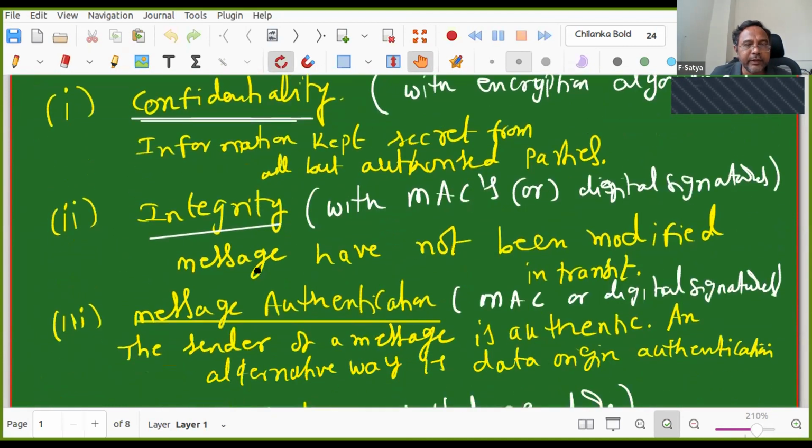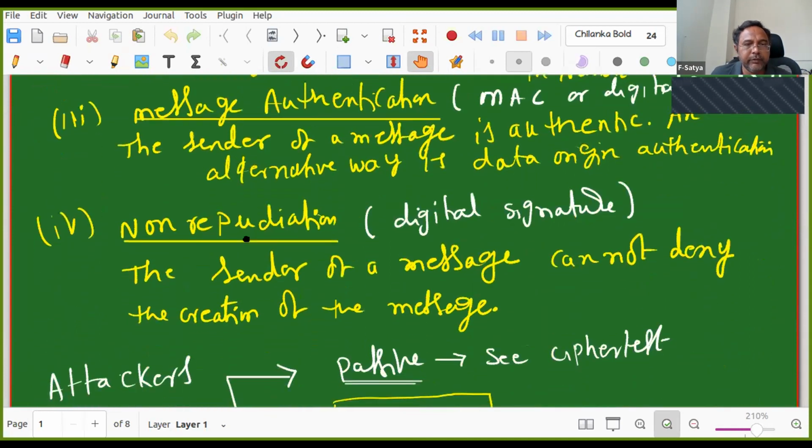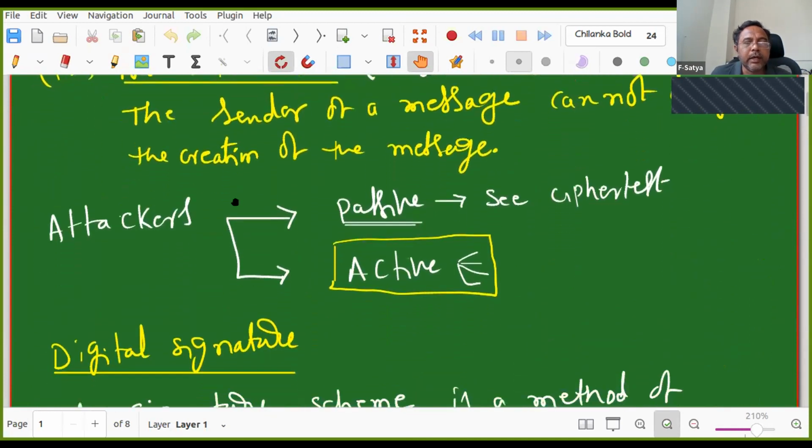These are the 4 security services we need to have in future, right? And you know that attackers are of 2 types: passive attackers, who just see the ciphertext, and active attackers. Active attackers are again classified. You know the cases where only ciphertext is known, chosen ciphertext, chosen plaintext, like that. You know those things I discussed earlier.